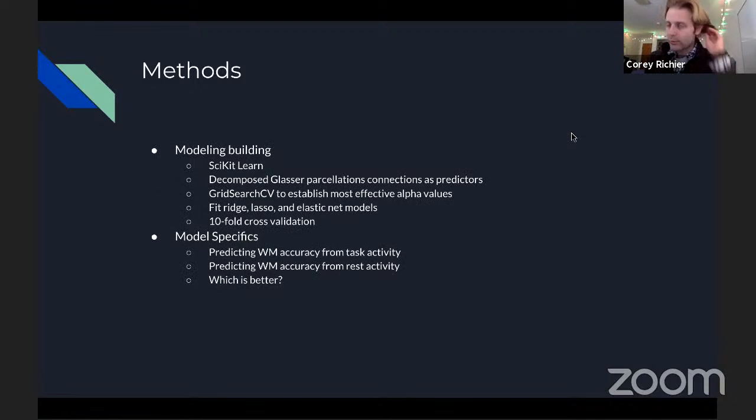Procedurally, we built our models using Python and scikit-learn. We decomposed the Glasser parcellations, the connections, to be predictors for a model. We used grid search CV to search for the most effective alpha values for our regularized regression models. And then we fit our ridge, lasso, and elastic net models with 10-fold cross-validation. Specifically, we were attempting to predict working memory accuracy from both the task and rest activity that were provided and see which was better.